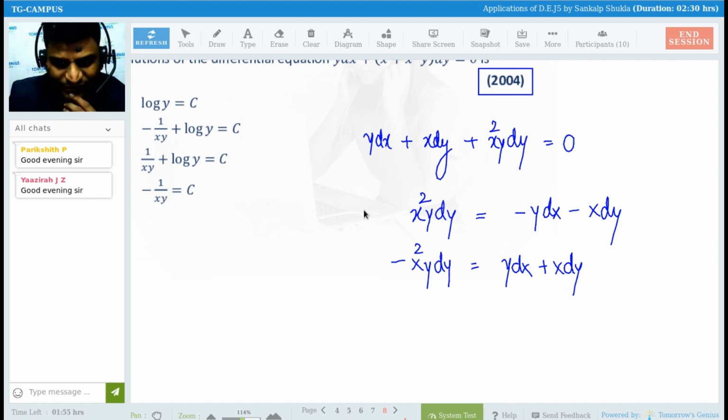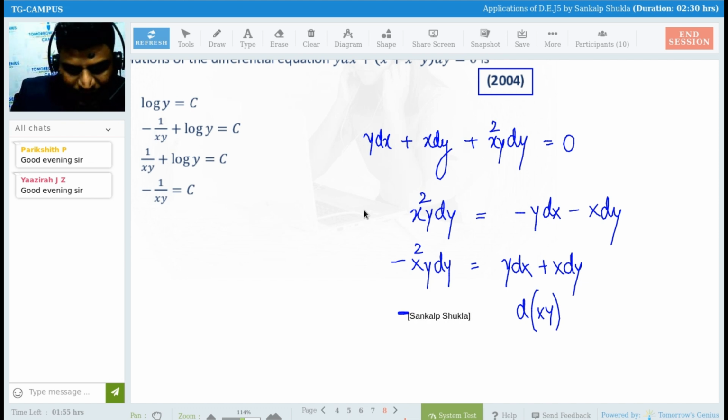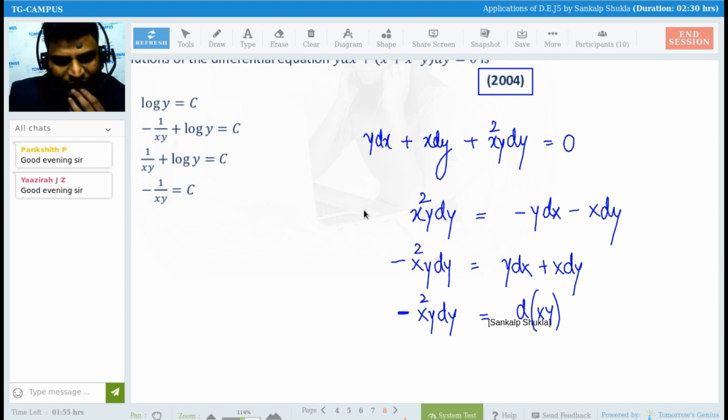So y dx plus x dy is there. Now what is y dx plus x dy? y dx plus x dy is d of xy. Got it? d of xy. But how should we integrate this thing, minus x square y dy? How should we integrate this thing? Anybody has got the answer for this question apart from Parikshit?